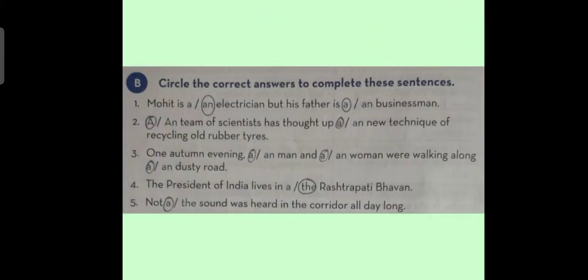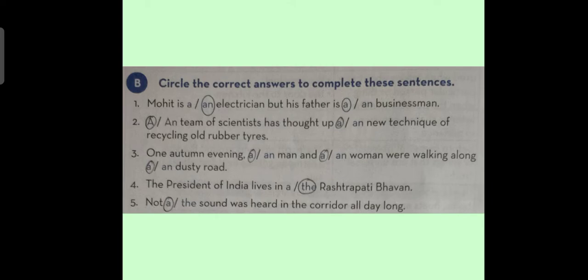Now we will do exercise B. Circle the correct answers to complete these sentences. Dear students, as you can see, articles are given in options and we have to use the correct article to complete these sentences. First sentence. Mohit is a or an electrician. As we know that the word electrician begins with a vowel sound, we will use an before it. That's why we will circle an.